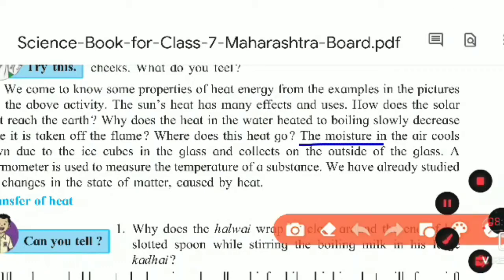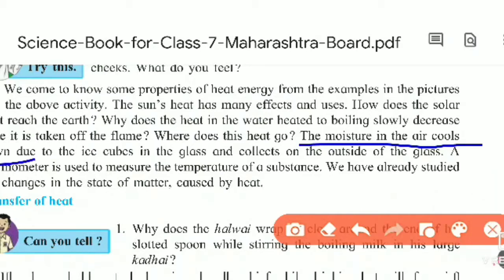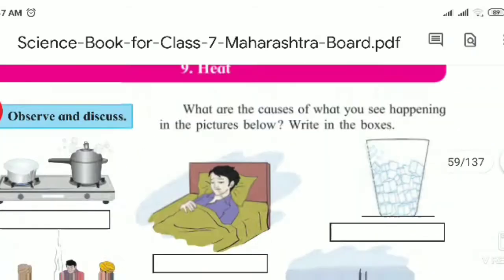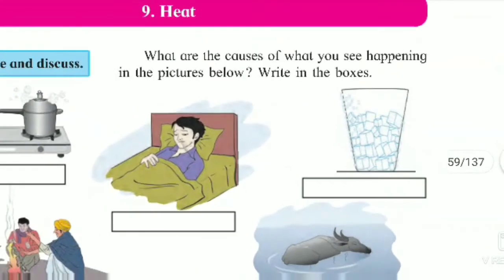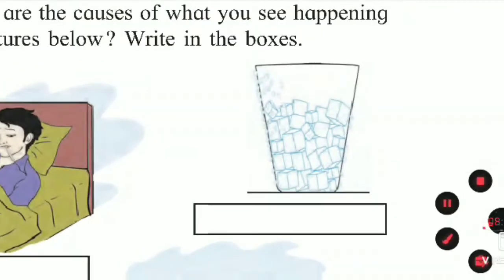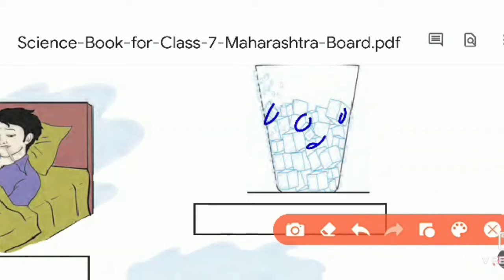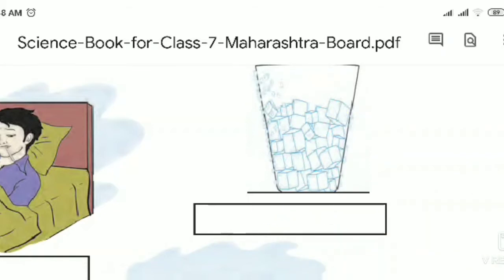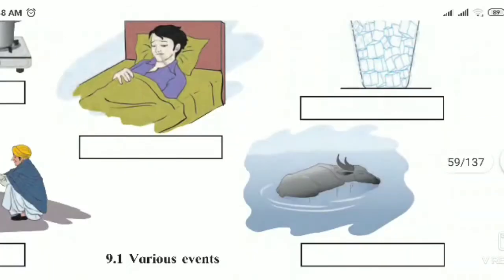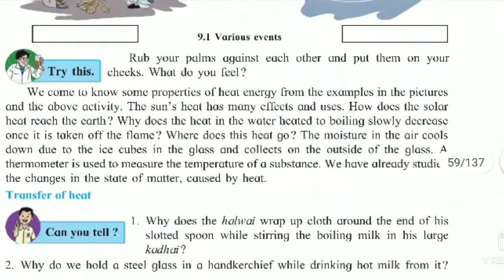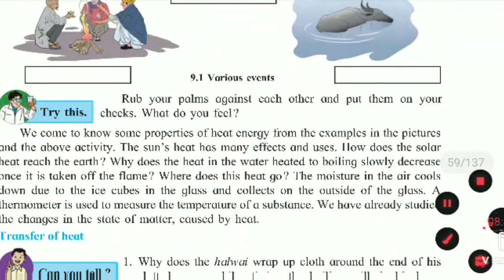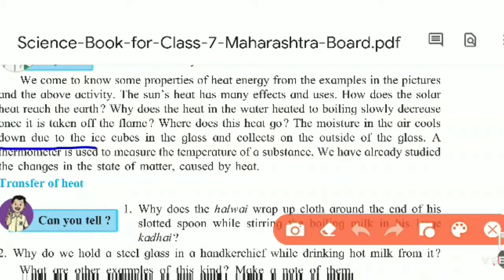The moisture in the air cools down when the ice cubes in the glass collect it outside the glass. We just saw in the third activity that because the temperature of the ice cube is very low, the water vapor present outside the glass collects on the glass surface. And this is because of temperature or heat. So the moisture in the air cools down due to the ice cube in the glass and collects outside the glass.